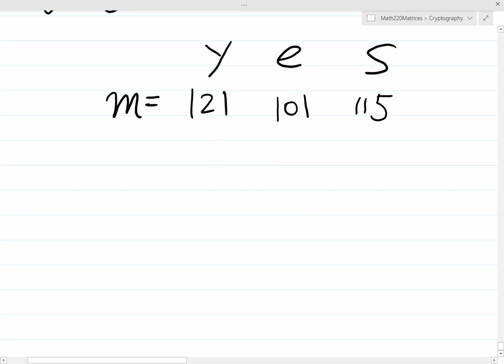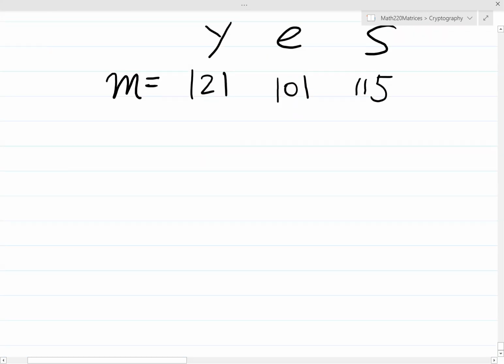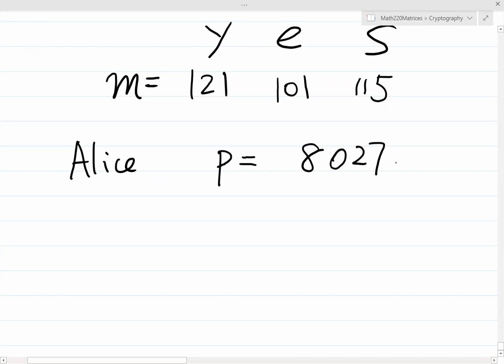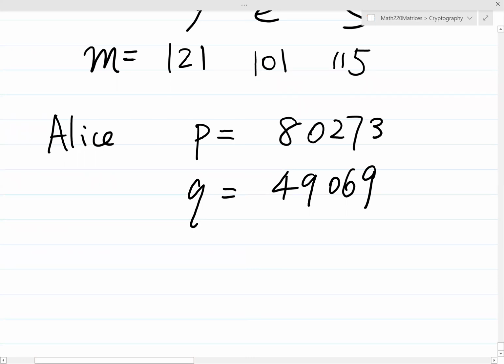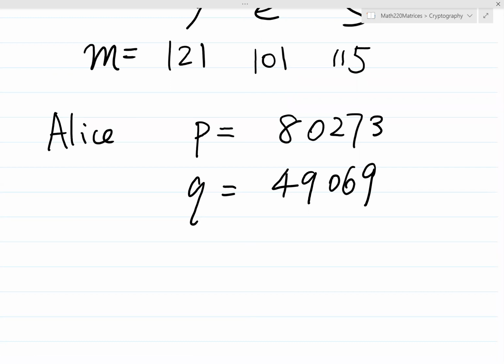Now we do Alice. Alice chooses two primes. Suppose I already chose the two primes for Alice, the examples that I prepared. So P is this number, Q is this number. This is not too large, so we can find their product. It's a reasonable size.